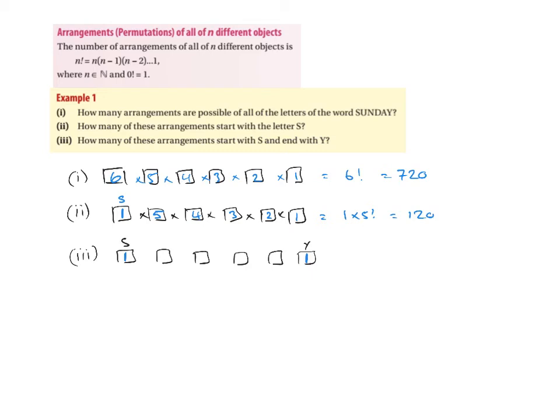Which means now we've used 2 of the letters. Which means there are now, for this box, 4 left, 3 for this one, 2 and 1. And hopefully you can see that this is 1 times 1 times 4 factorial. And 4 factorial is equal to 24. Okay. Again, same sort of idea.